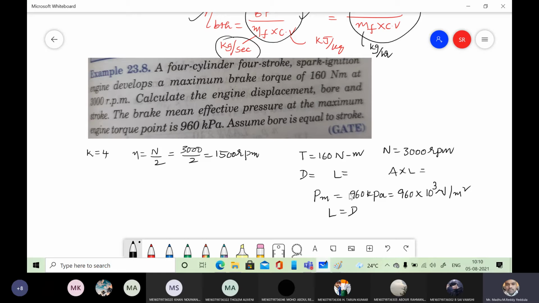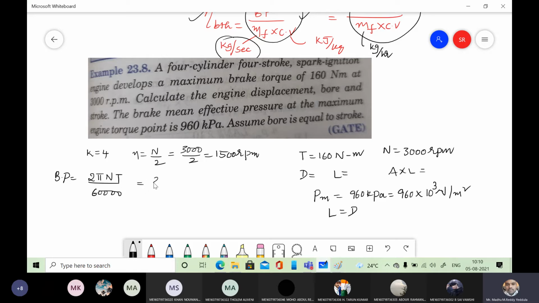Brake torque is given, brake mean effective pressure is given. I think we can calculate brake power directly. Which formula will you use? 2 pi NT by 60. So calculate brake power first. Brake power is equal to 2 pi NT by 60,000, because we get it in terms of kilowatt directly, where T should be in Newton meter.